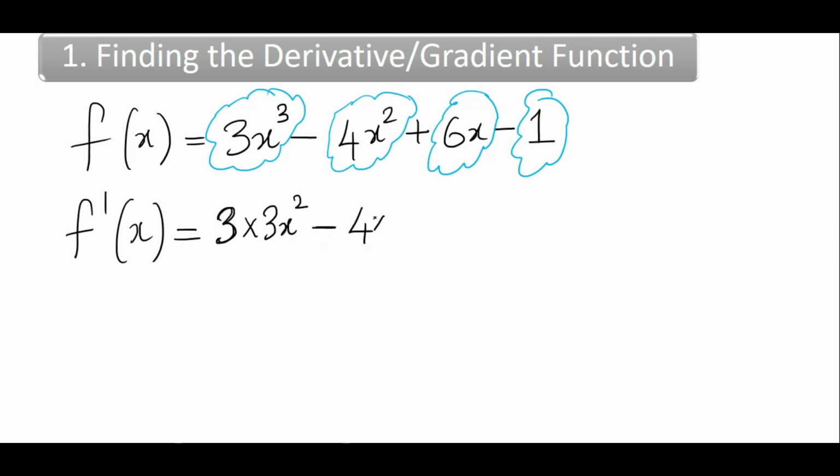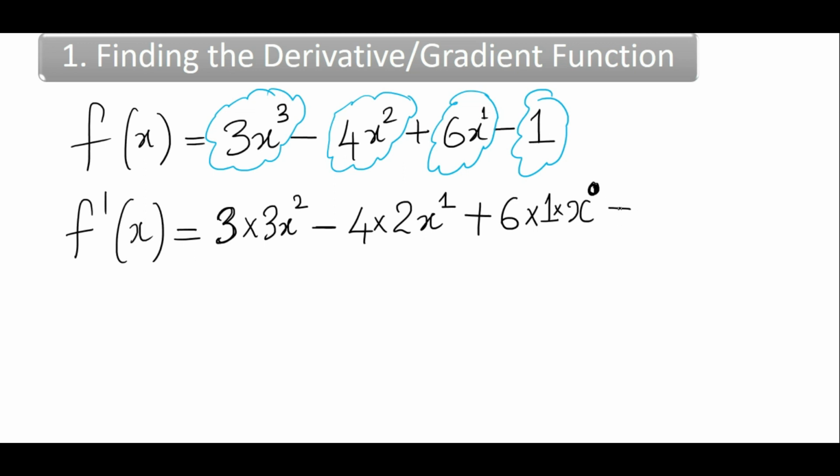Minus 4 multiplied by x squared is going to be 2x to the power 2 minus 1, which is 1, plus 6x is going to be 6 times x to the power 1, and anything to the power of 0. Why is it 0 here? Because it's 1 minus 1, so it's a 0 here.